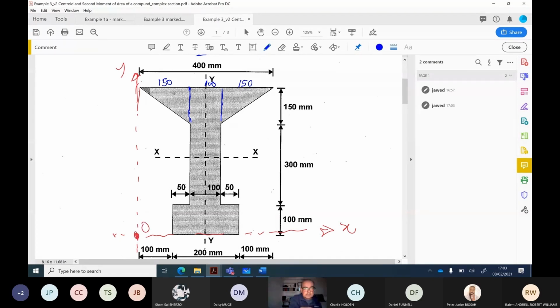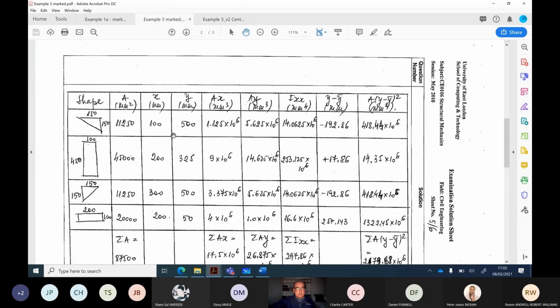Center of this area, which is here, is 2b over 3. 2 times b, width is 150. So 2 times 150 divided by 3. 2/3 of 150 is going to be 100. So can I say that x1 is equal to 100? So that's where I get this 100. Say this is my area 1.